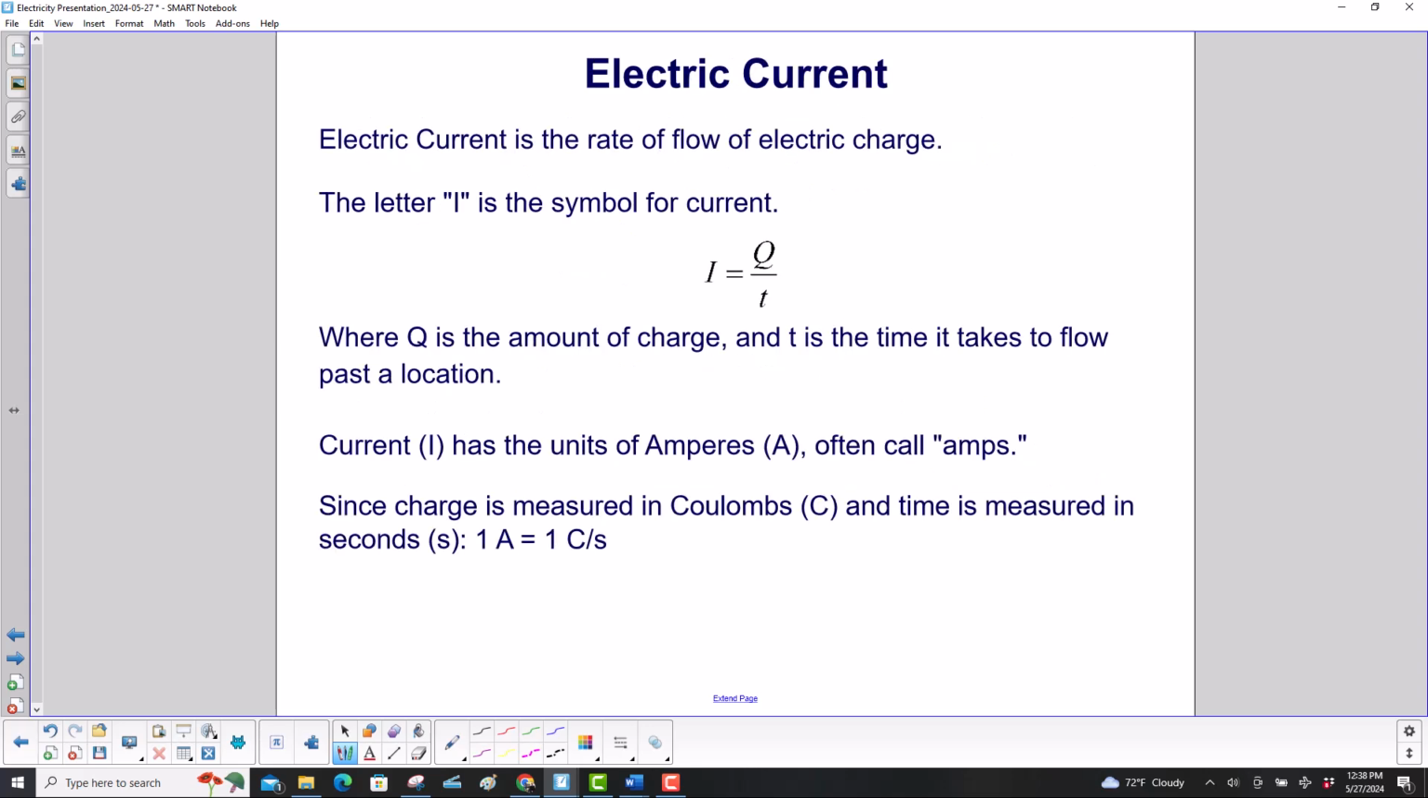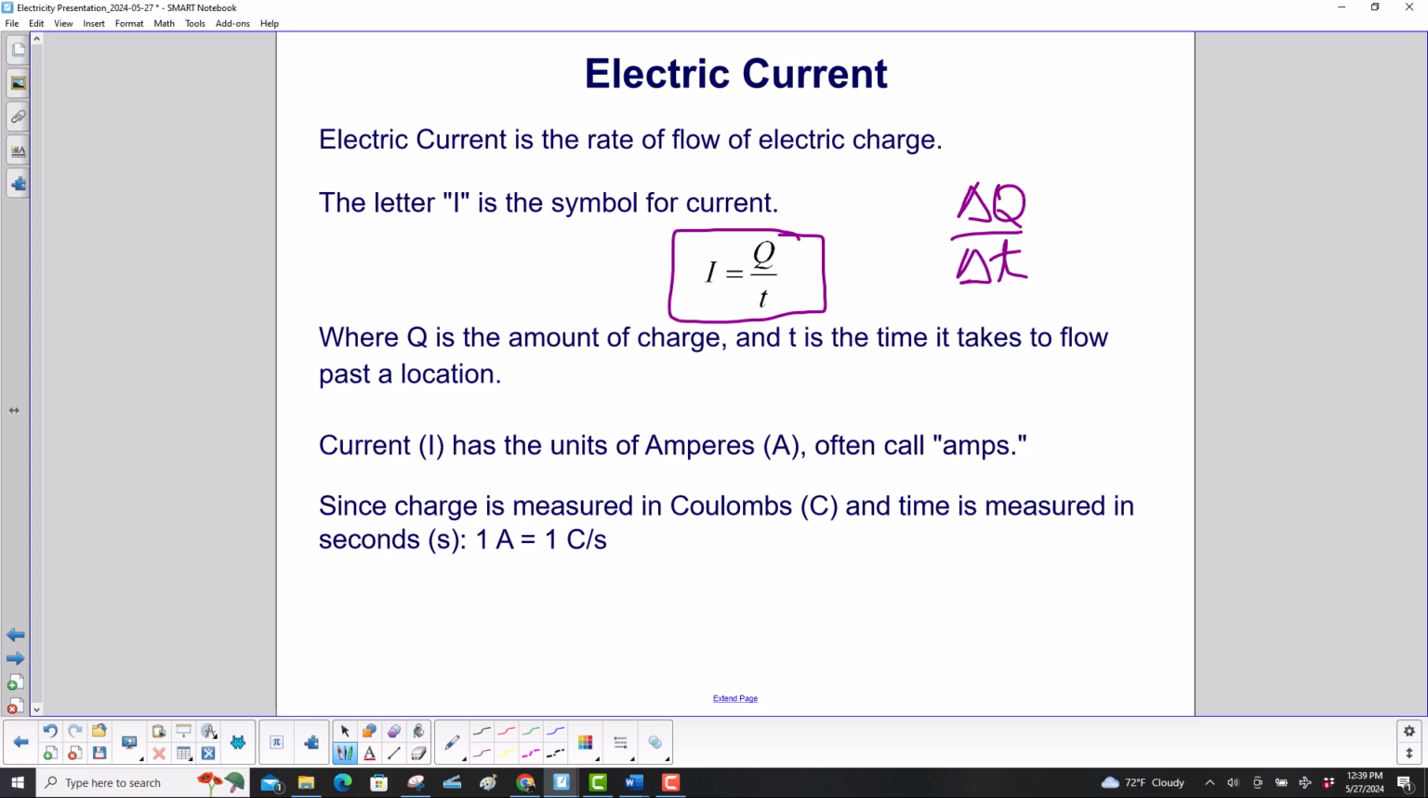Electric current is the rate of flow of electric charge. The letter I is the symbol for current. So I is Q over T. Q is the amount of charge, and T is the time it takes to flow past a location. That can also be written as delta Q over delta T.